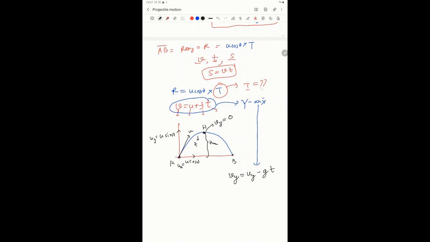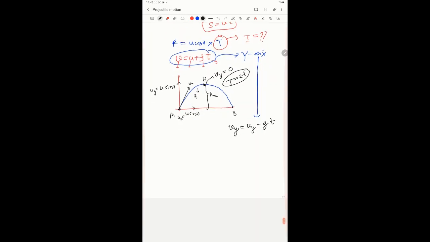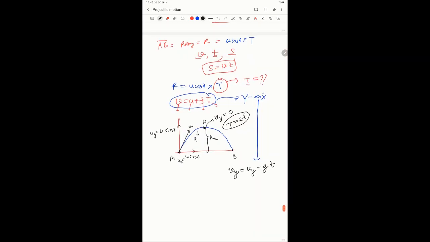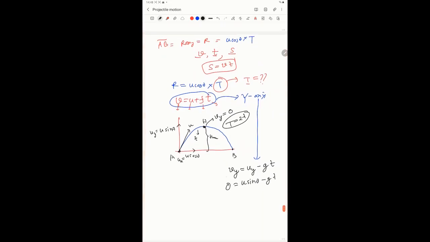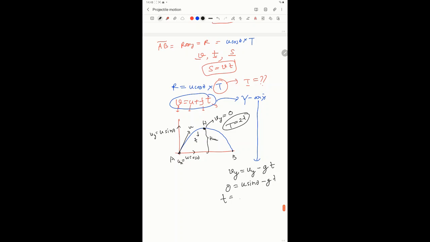And if we want to calculate the total time, then the total time T will be 2 into small t, double this small t. Small t is the time the particle takes to go from a to h. So vy equals 0, uy equals u sine theta minus gt, so t equals u sine theta by g.